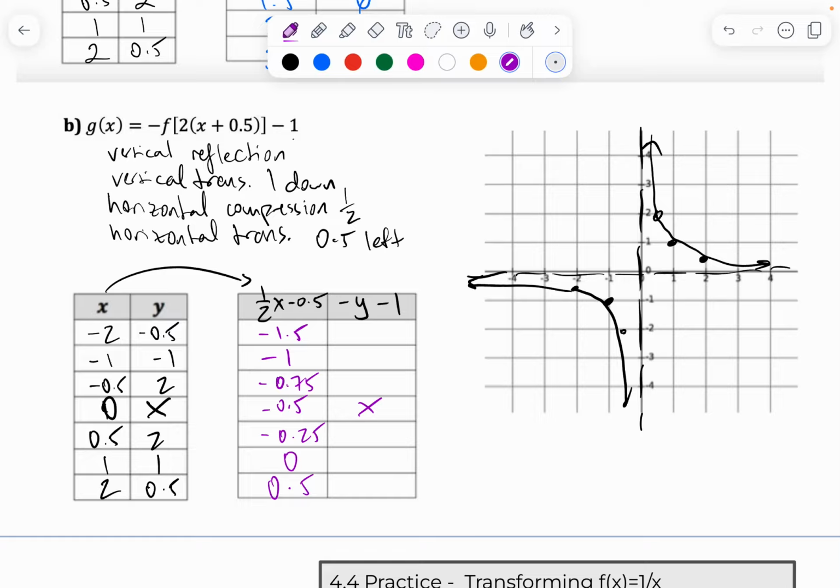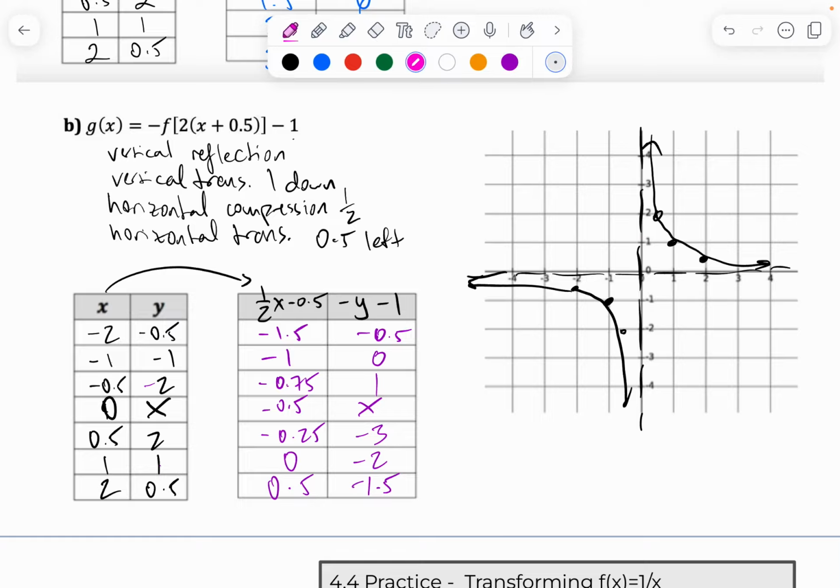Okay, let's do the y values. So negative y minus 1. So negative a half is positive a half. Take away 1 is negative a half. Negative 1 is positive 1. Take away 1 is 0. Negative 2 is positive 2. Take away 1 is 1. Negative 2 take away 1 is negative 3. Negative 1 take away 1 is negative 2. And negative a half take away 1 is negative 1.5.